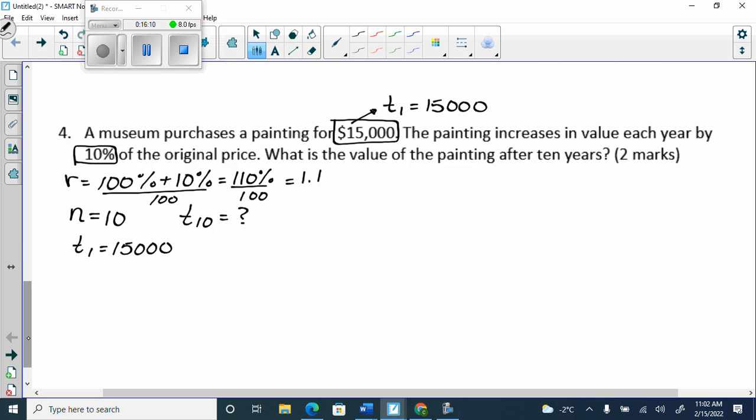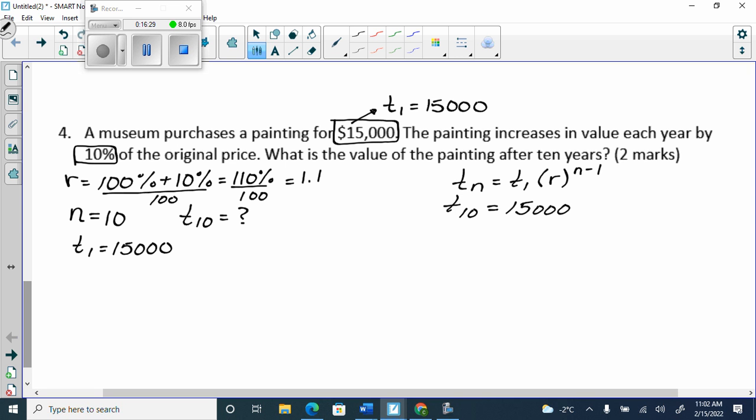So we know it's geometric. We go to the second set of formulas on our formula sheet, and we know we're finding T, so we use the first one. The formula is Tn equals T1 times R to the n minus 1. So we're going to do T10 equals 15,000.